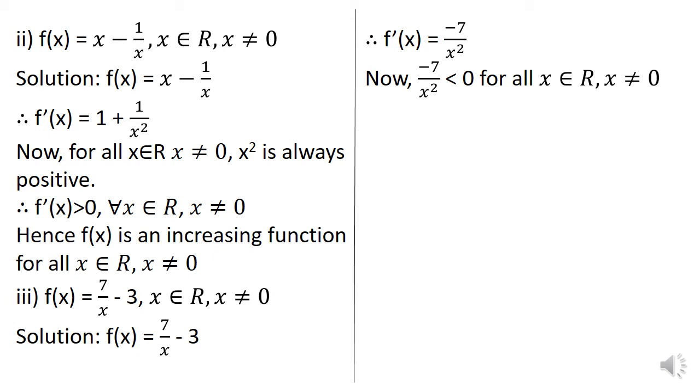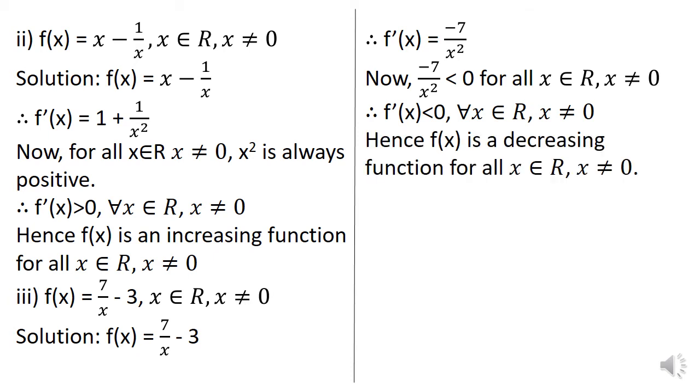7 is anyway a real number, a positive number, but minus 7 upon x square is going to be a negative number. So as a result, f dash x is less than 0 for all x belongs to R, for any real number x, except when x is 0. So we conclude that the function is a decreasing function, because this is the definition of a decreasing function. So f(x) is a decreasing function for all x belongs to R, x not equal to 0.